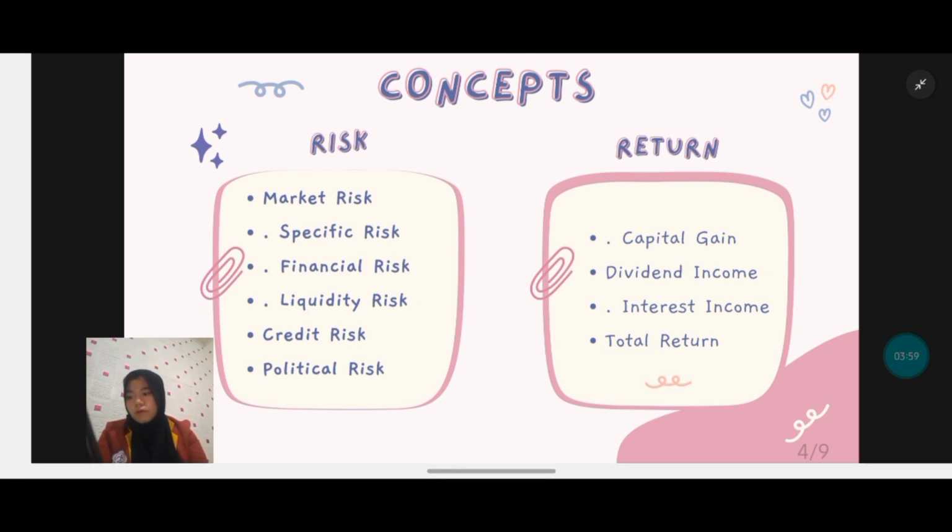Number 3, interest income. Return earned through interest payments from bonds, savings accounts, or other fixed income investments. Number 4, total return. The overall return on an investment, considering both capital gains and income over a specific period.